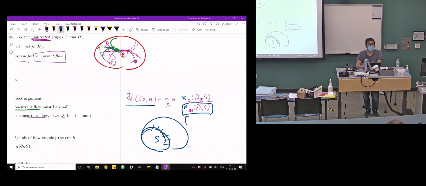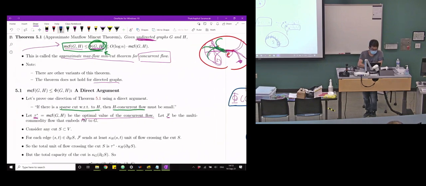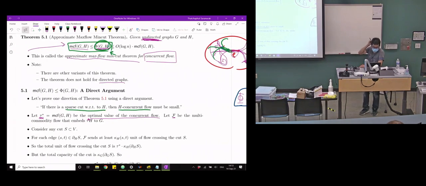So having small conductance is bad for us. It means that we cannot satisfy the demand. So if this is small, it means that the demand crossing the cut is big compared to the capacity in the graph. Make sense? Yes. All right.